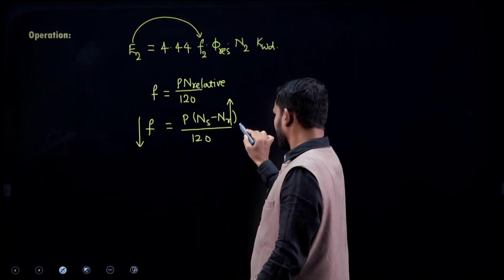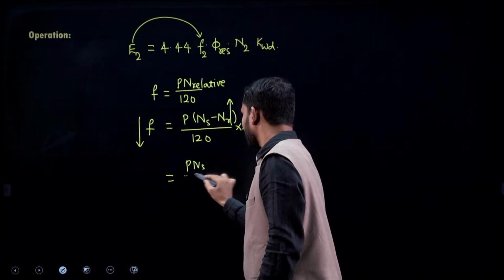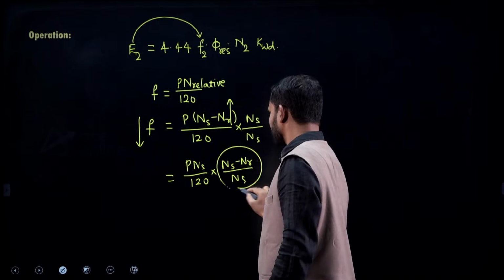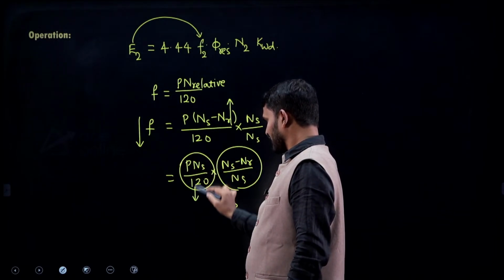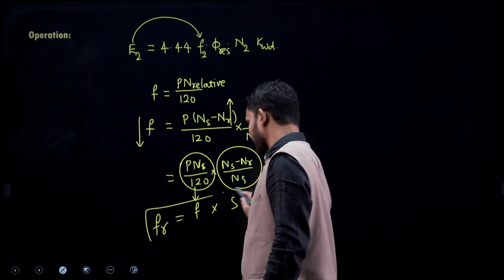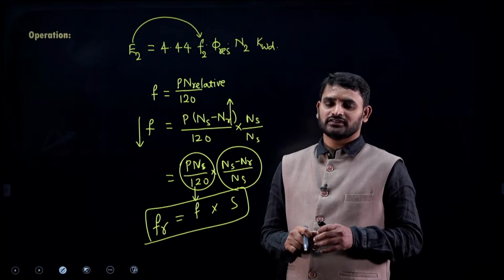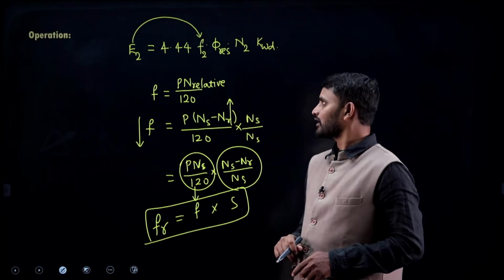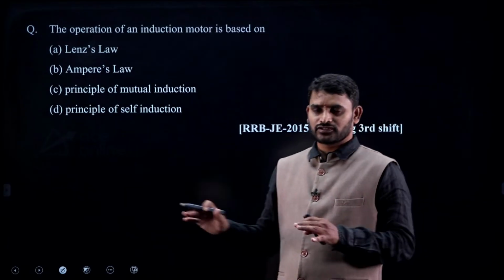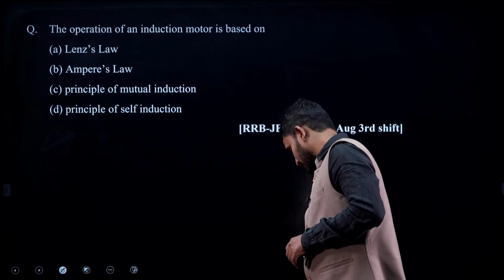Relative speed. If you multiply and divide with Ns, it becomes P into Ns by 120 into (Ns minus Nr) divided by Ns. So we take this as slip, right? And what about this? It is related to synchronous frequency, we write it as the supply frequency. So this is my rotor frequency, the frequency induced in the induction motor rotor while running. So these two points are very, very important, and based on that you will get a question. Let us look at the questions.